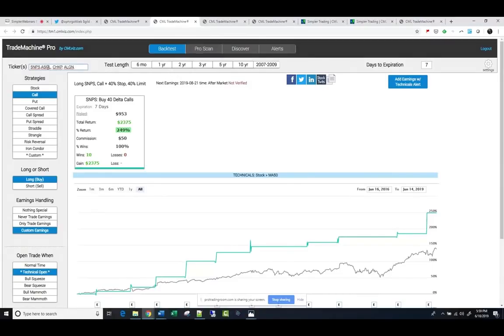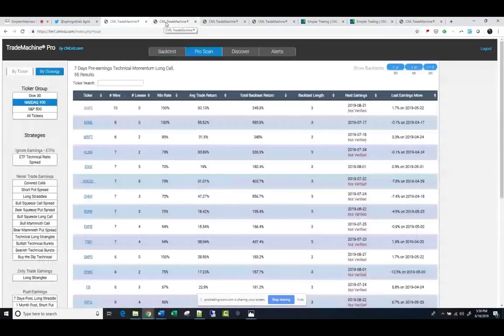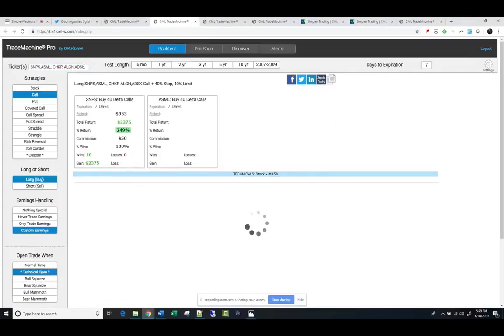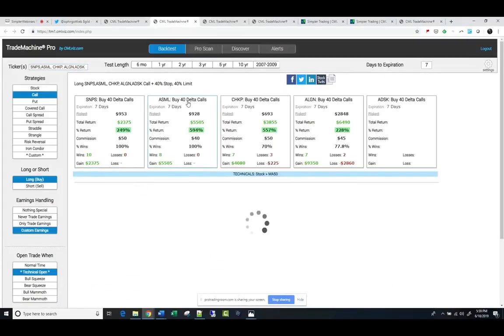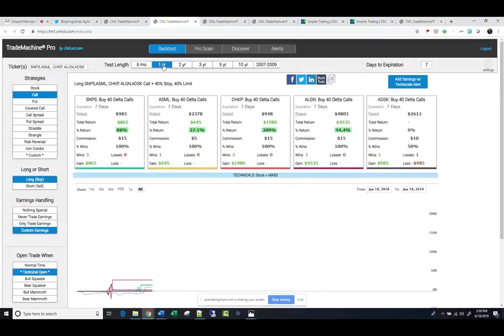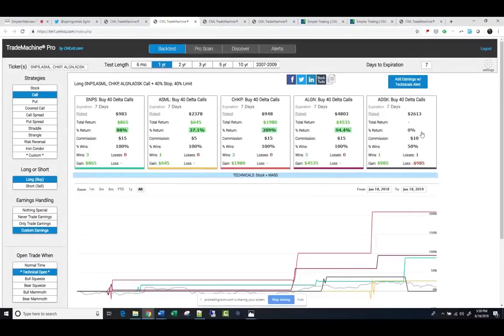Okay, and maybe I want one more. Okay, let's do ADSK. Okay, so here they are. Looks pretty good to me over the last 5 years. Let's look at the last year. Hey, ADSK doesn't cut it. It's break even. Won one, lost one. The win kind of smudged out the loss. I don't want it. So I'm going to add these 4.